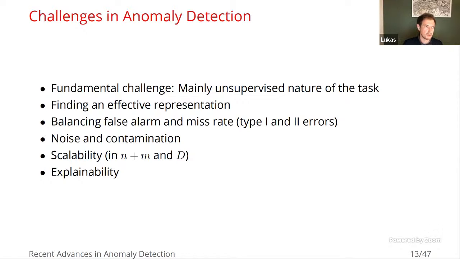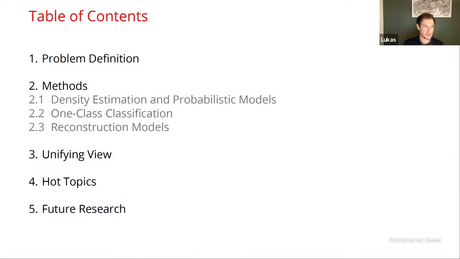Scalability of the methods, both in the dataset size, but also in the dimensionality, where deep methods with SGD optimization and parallelization scale quite well. And of course, with more complex methods, there is the challenge of interpretability and explainability. So this is just an overview or introduction to the problem, and now we get to specific methods.